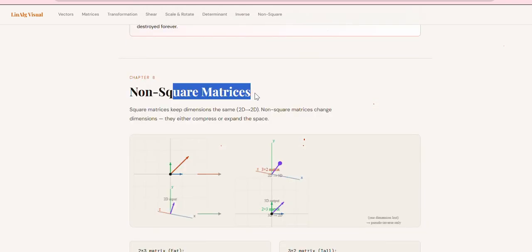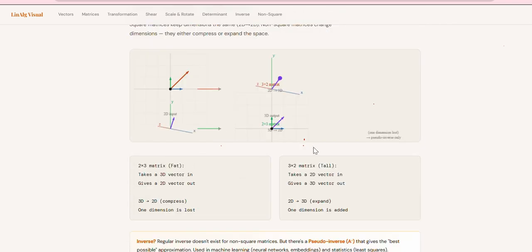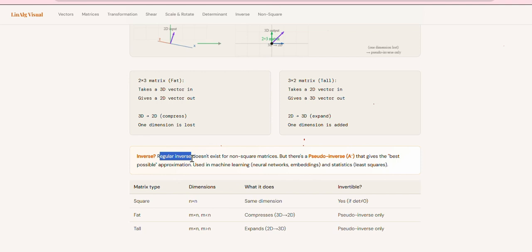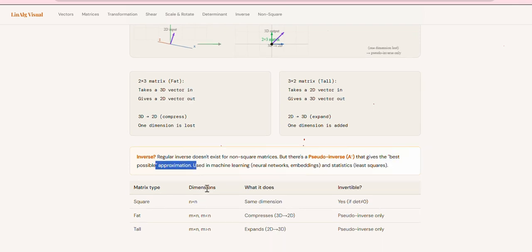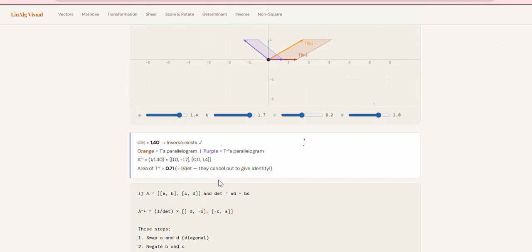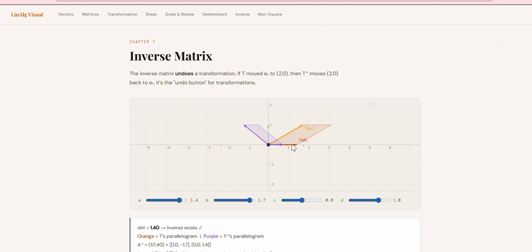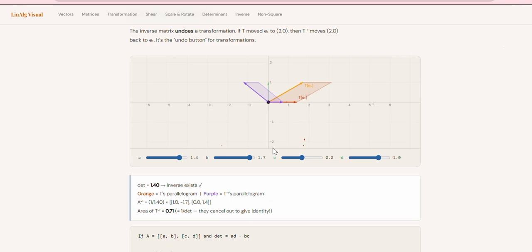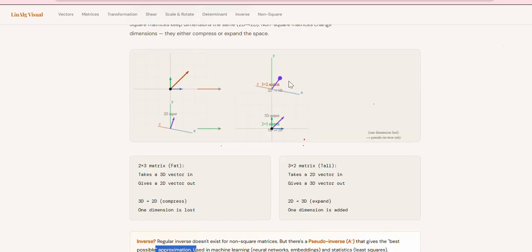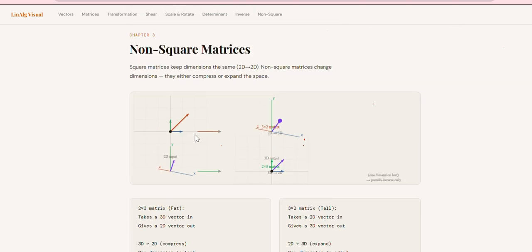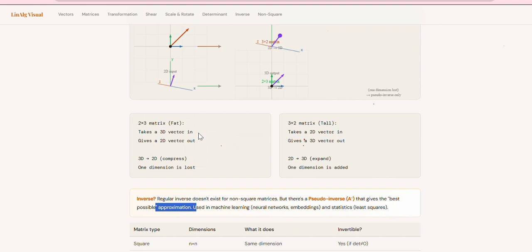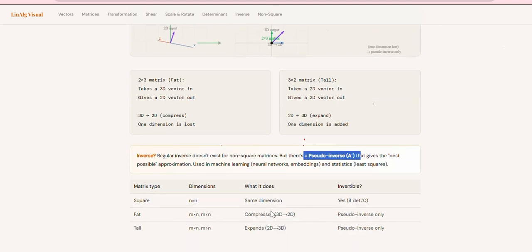Okay, so for non-square matrices, we do have an inverse, but we call it a pseudo inverse in mathematics. The regular inverse does not exist. And that gives you the best possible approximation. Basically, with the inverse solution, every single vector has a unique value of x for that particular vector when it is changed. But with a non-square matrix, we don't have unique values, and that's why we call it a pseudo inverse. We are just making guesses over here.